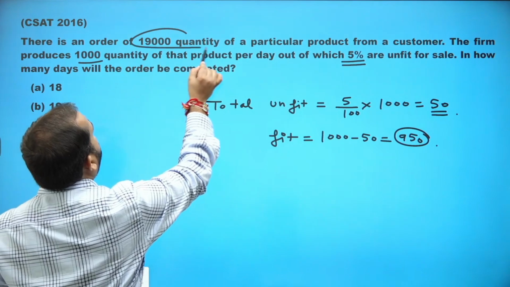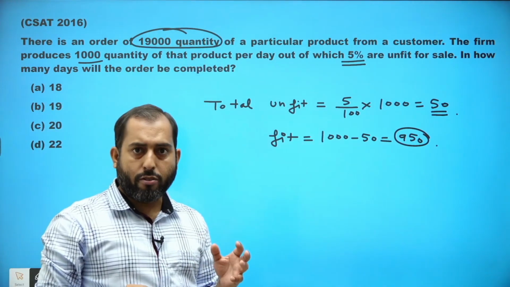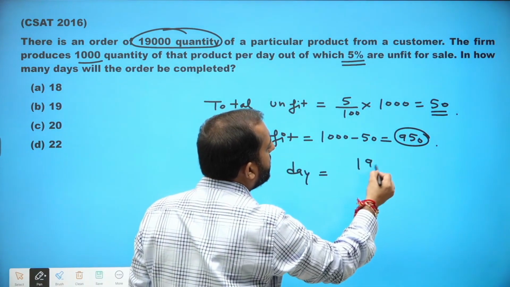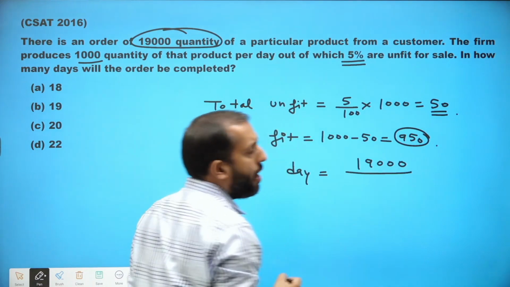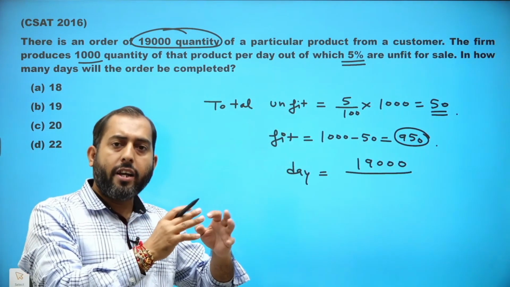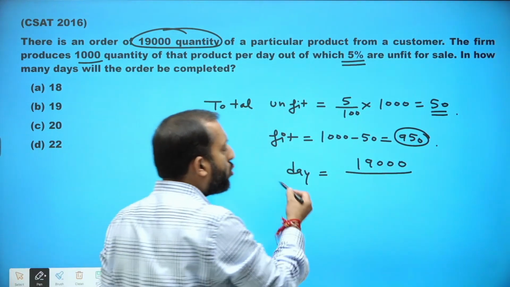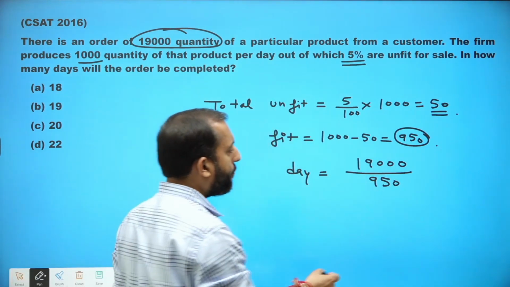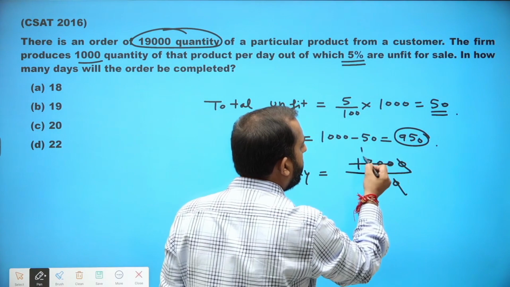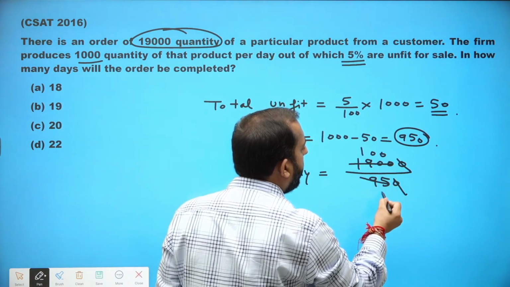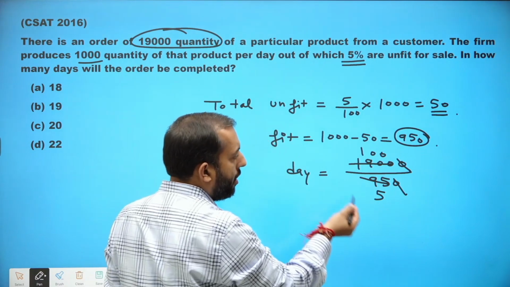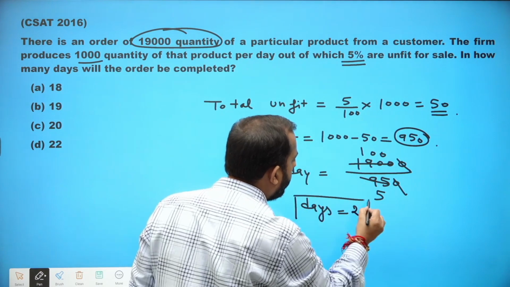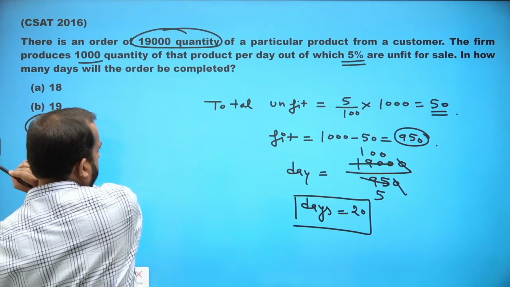Total order is of 19,000. So total quantity is 19,000, and every day he is producing 950 fit products. So total number of days required is 19,000 upon 950. If you solve this, 19 ones are 19, 19 fives are 95. So number of days required comes out to be equal to 20 only. Hence the answer is option C.